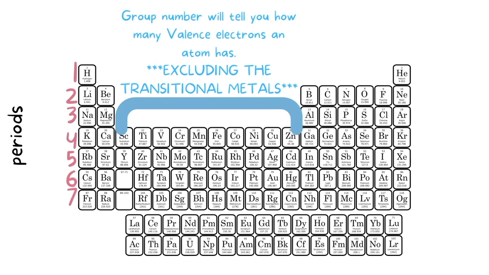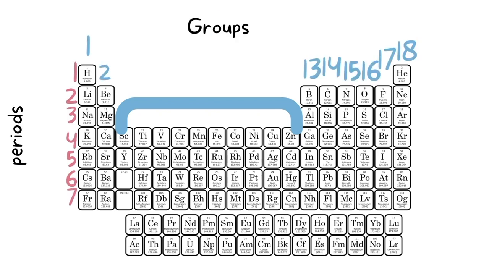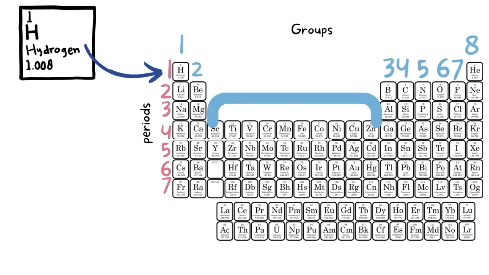So our periods are numbered 1 to 7, and the groups are numbered 1 to 18. Now, there is an adjustment we need to make in the groups. Instead of numbers 13, 14, 15, 16, 17, and 18, we are actually going to turn these into 3, 4, 5, 6, 7, and 8. And this is because the maximum number of electrons in the valence shell can only be up to 8, not 18. Okay, so let's go ahead and look at an example like hydrogen.